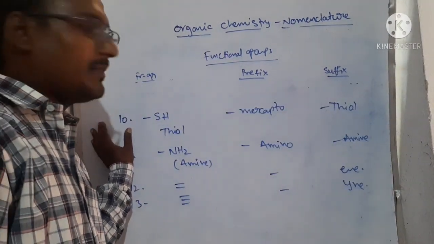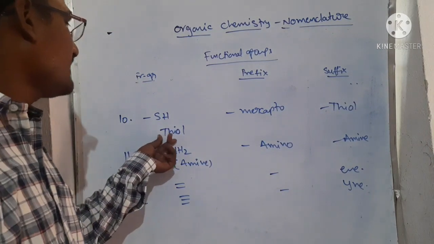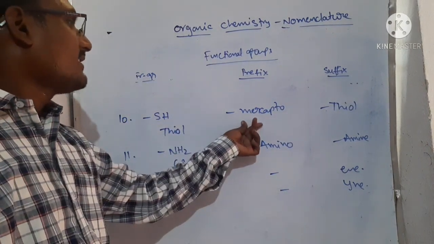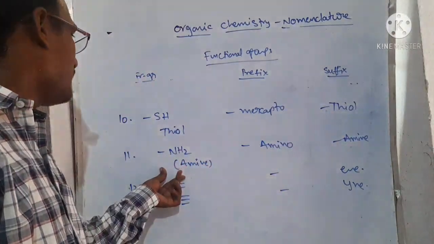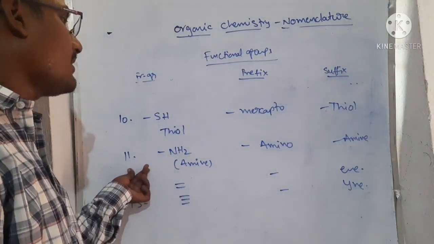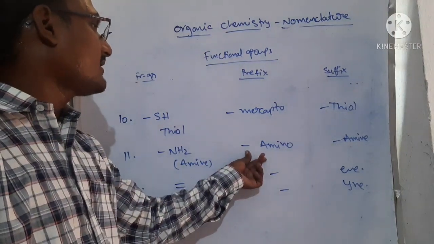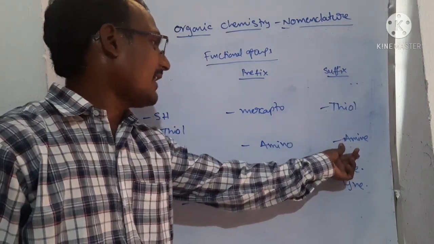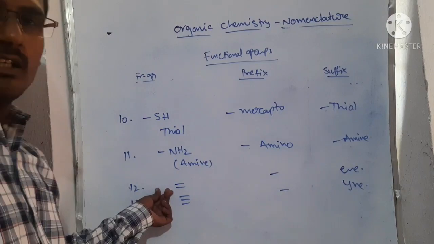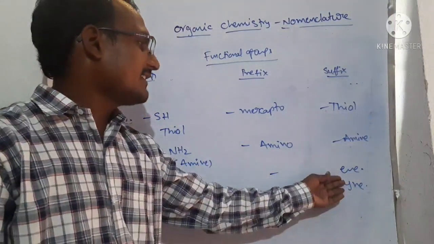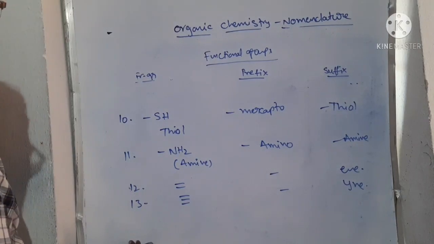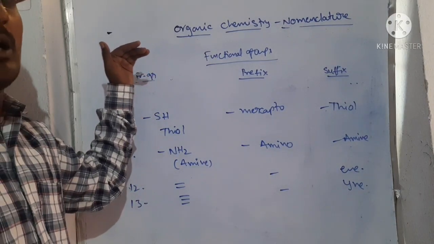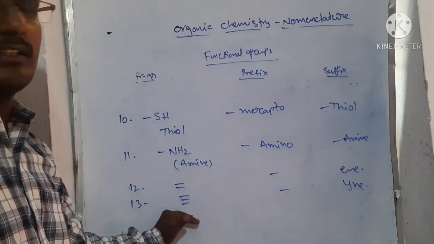Let us see the tenth priority group, that is SH, it is the thiol. Prefix it is called mercapto and the suffix is thiol. And NH2 is an amine. It is the eleventh priority group. The prefix is amino and the suffix is amine. The double bond you know already very well, the suffix is -ene, and the triple bond suffix is -yne. It is the total 13 priority groups. It is the first priority carboxylic acid to the least priority is the triple bond.